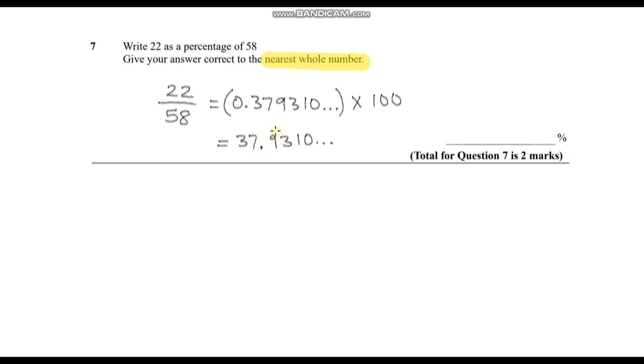And we can clearly see that because we've got a 9 here, it will round up to 38. So our answer is 38%.